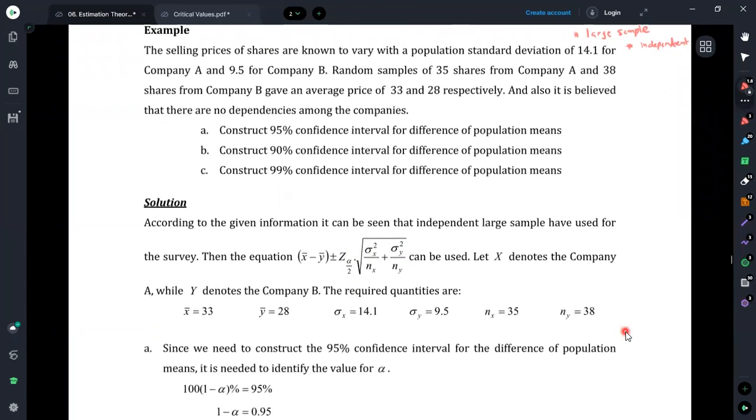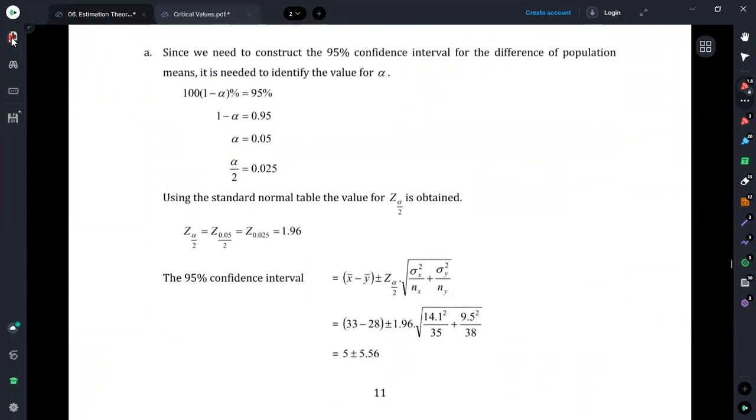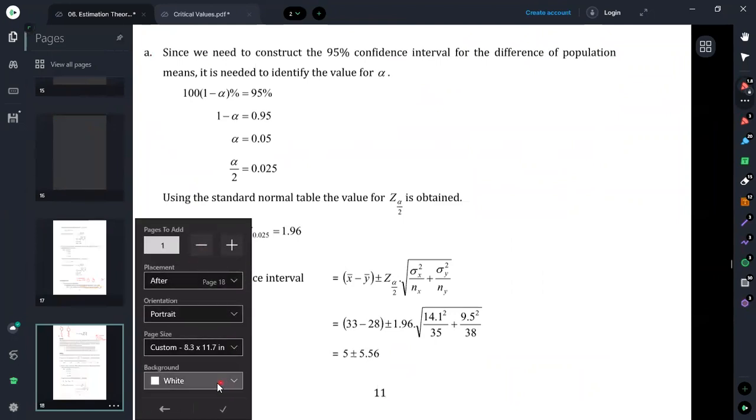Now if you move to the calculation, we move to the first part of the calculation.